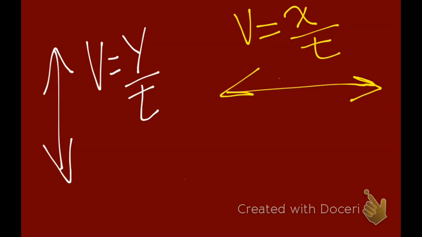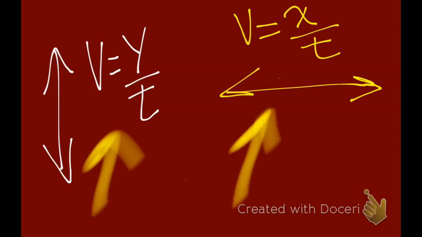So if you're talking about how something is moving up and down, we want to use velocity equals y divided by t. And if we're talking about something moving left and right, we want to use velocity is equal to x divided by t. Okay? You need to recognize that these two motions are independent of one another.